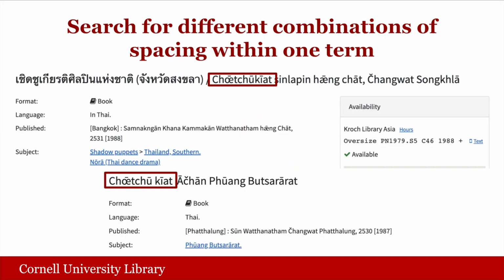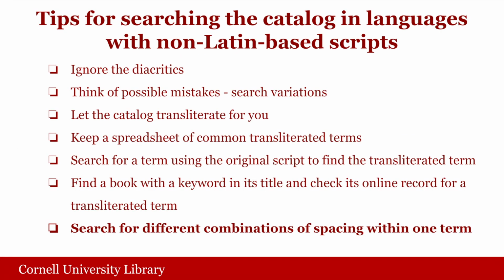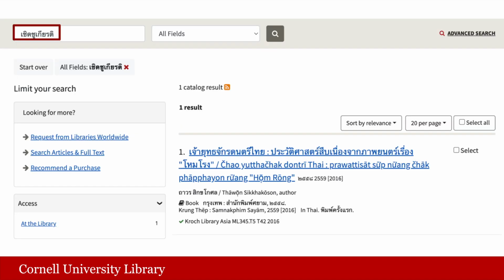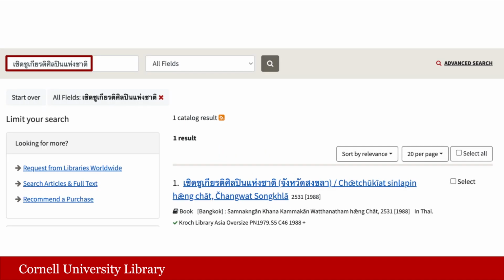On top of that, it's not always clear whether or not a single term should be 1, 2, or even more words when transliterated. This can cause difficulties when searching for that term in the library catalog. Try searching for different combinations of spacing within one term. When searching only in the original script, sometimes a term was not entered properly and will not show up in your search because the computer can't recognize it as an individual word. In the previous example, the record with the original Thai script does not show up in this search. Instead, you must use the full phrase where it shows up in the title without spaces.